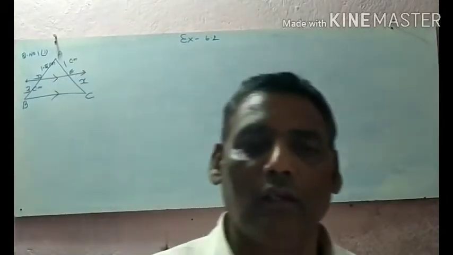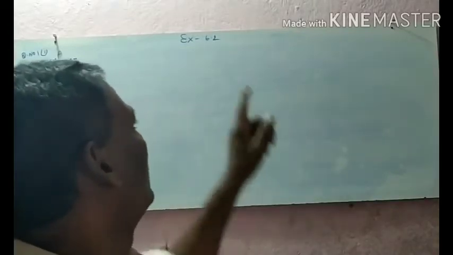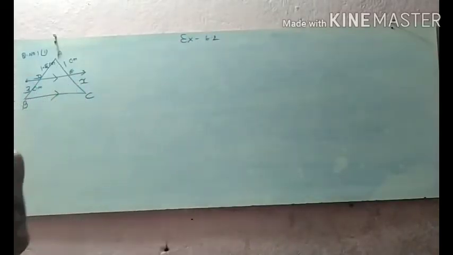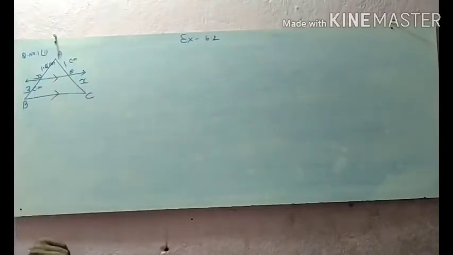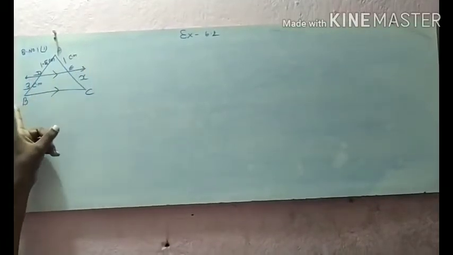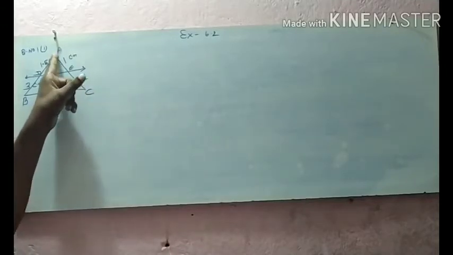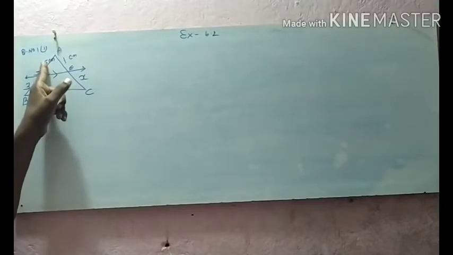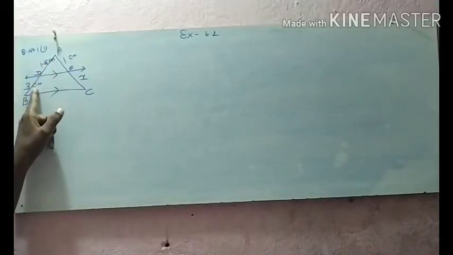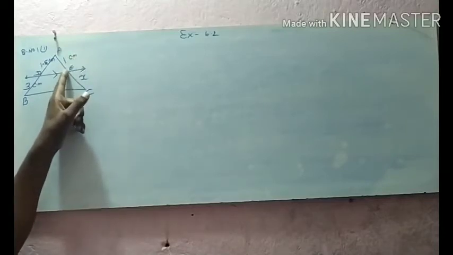Hello students, today we are going to solve exercise 6.2 of similar triangles. Question number 1. In this problem, DE is a line parallel to BC. According to the problem, we have given AD is equal to 1.5 centimeter, DB is equal to 3 centimeter, AE is equal to 1 centimeter, and we have to find the value of EC.